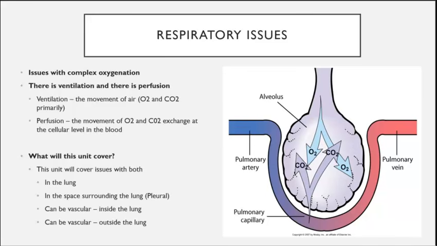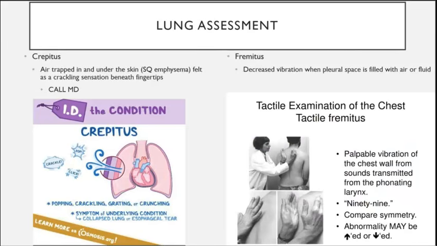Or there's another one: is it perfusion? Remember, our cells need to make ATP for us to stay alive. In order to make ATP, you have to have components of oxygen and glucose in what we call the Krebs cycle, on a continuous exchange, along with removal of the waste. Ultimately, if we do not have that, the cells are going to die off. So that would be your perfusion. Things that we'll cover are the lung, the pleural space, vascular inside the lung, and vascular outside the lung.